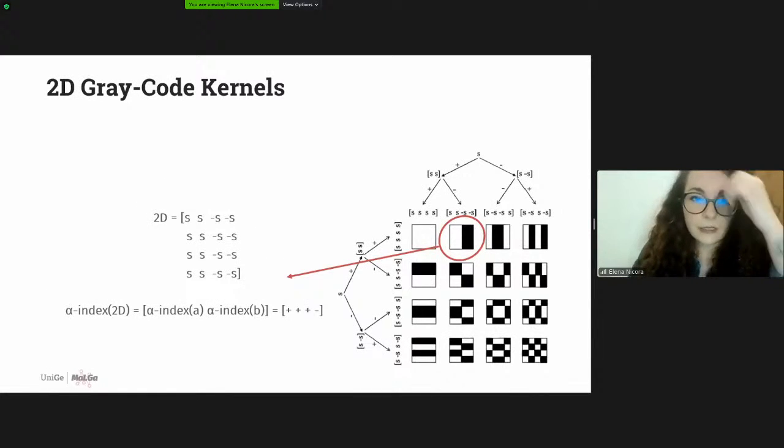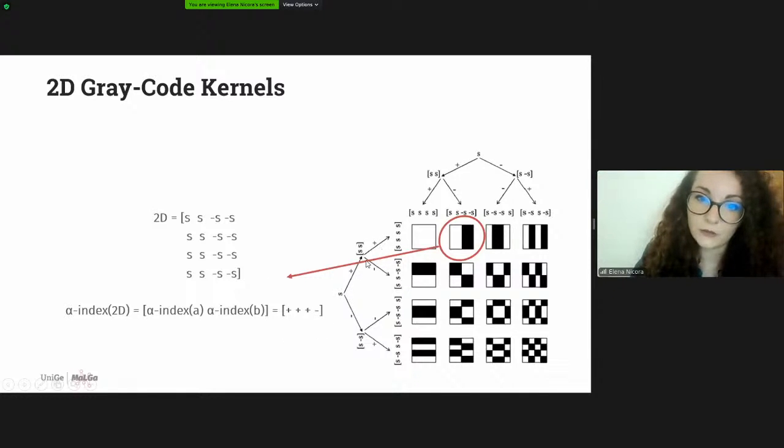Here we have an example for this two-dimensional kernel. It's obtained by inner product of this one-dimensional kernel and this one-dimensional kernel. And of course, the alpha index would be the concatenation of this one, so plus plus and plus minus, with this one.